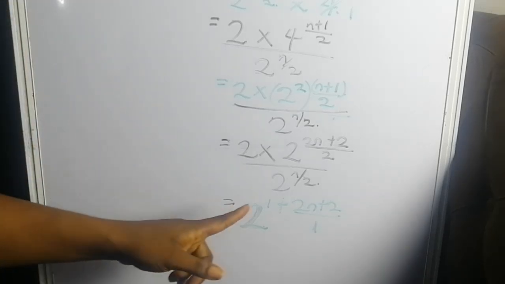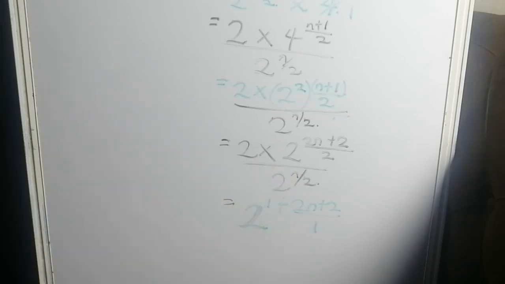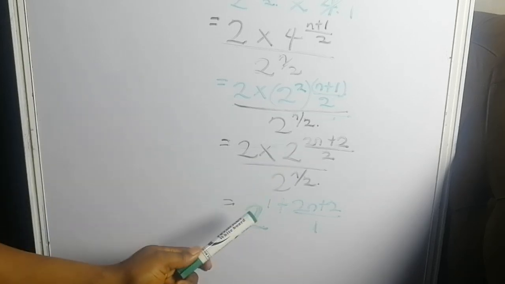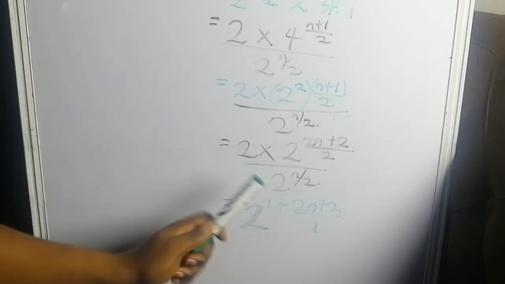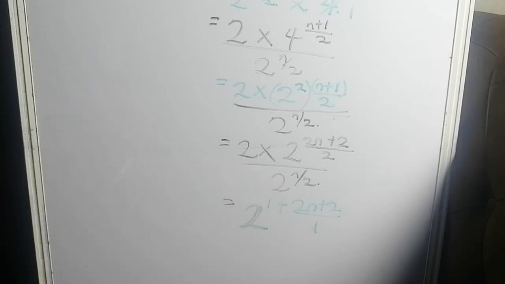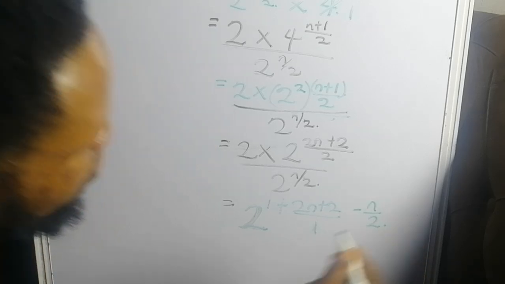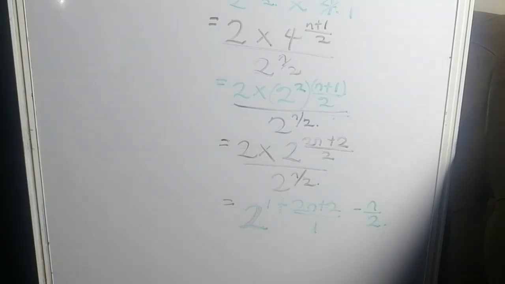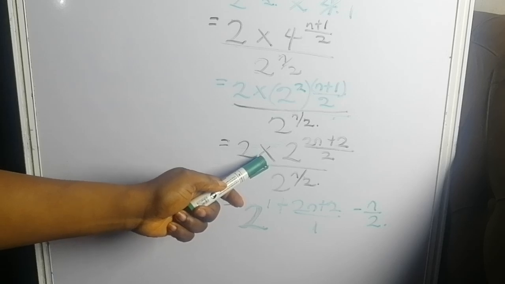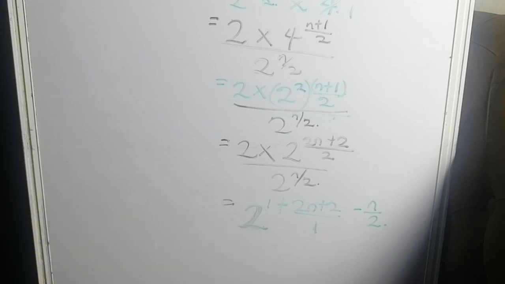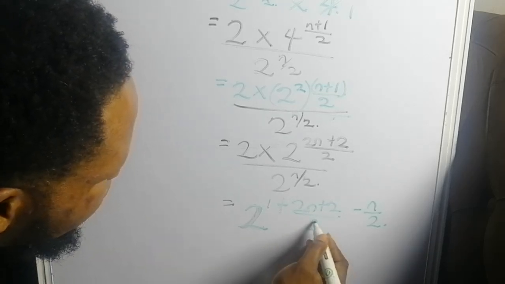Then don't forget, under this part, division under indices changes to minus. That is, pick one base. This is 2 raised to power 1. The base is 2. 2 raised to power 2n plus 2 over 2. The base is 2. Then 2 raised to power n over 2. The base is 2. So for division, change to minus. So this one will be minus n over 2. So it's as simple as that. 2 raised to power 1 under the law of indices, times changes to positive, which is plus 2n plus 2 over 2, rather, not over 1, over 2.